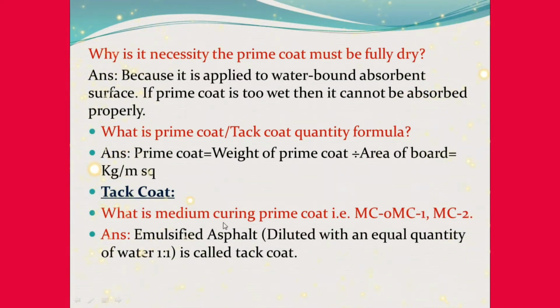What is the medium covering prime coat? That is MC0, MC1 and MC2. The answer is: emulsified asphalt diluted with an equal quantity of water, 1:1, is called tack coat.